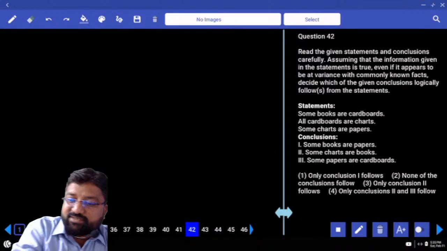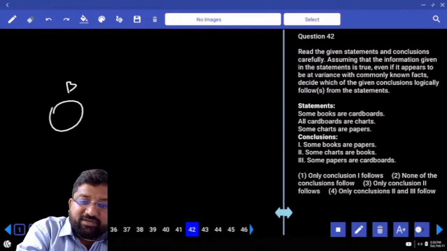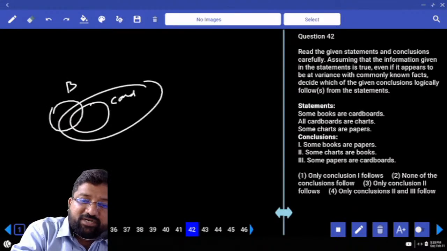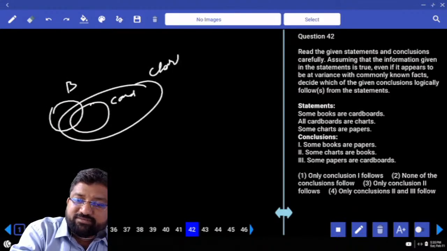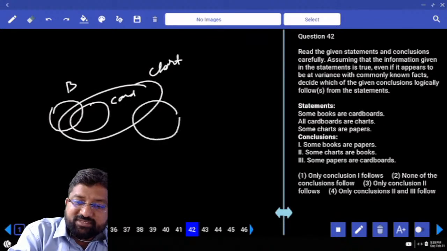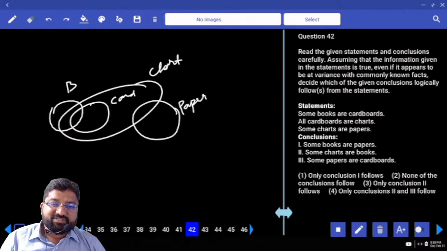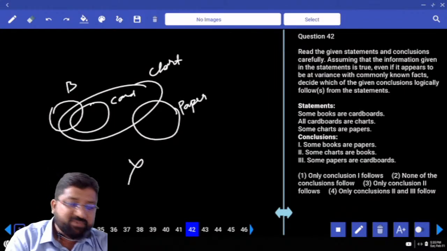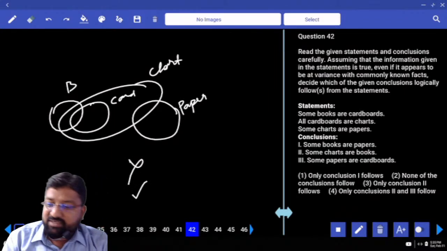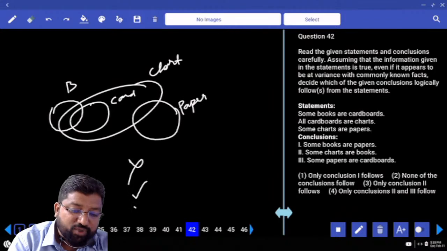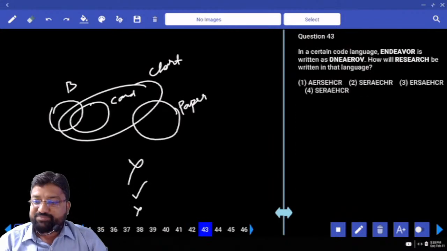Now I see a question on syllogisms. It says some books are cardboards. All cardboards are charts. Some charts are papers. What is the first conclusion? Some books are papers. Is it so? No. Some charts are books. Yes or no? Yes. Some papers are cardboards. No. What's the answer? Only two.